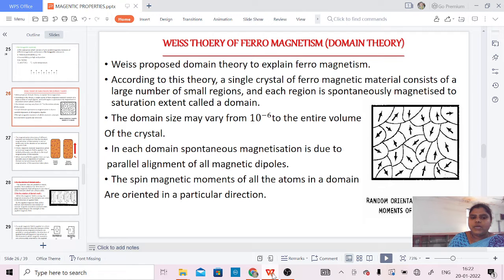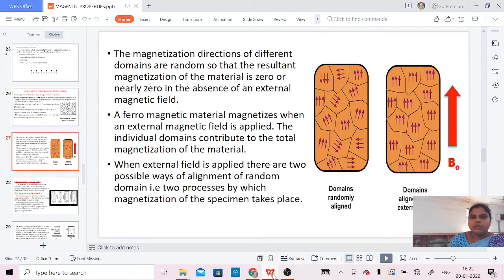The spin magnetic moments of all the atoms in a domain are oriented in a particular direction. The magnetization directions of different domains are random, so the resultant magnetization of the material is zero or nearly zero in the absence of an external magnetic field. A ferromagnetic material magnetizes when an external magnetic field is applied, so the individual domains contribute to the total magnetization of the material.